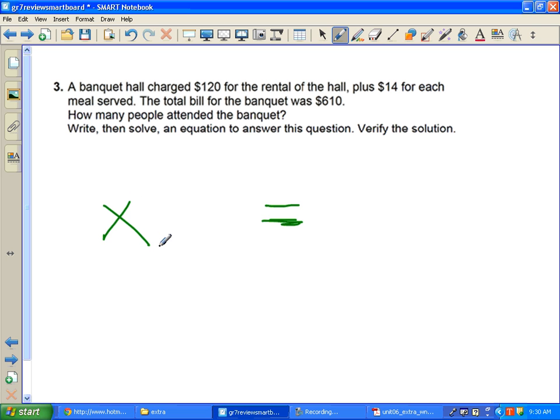So it could be x, it could be y. You're going to have a letter on one side. It could be 3x, it could be 4x or whatever. You're going to have that, plus a number here that never changes. In other words, a constant. If it was a bank account, it would be the money that's already in your account. And then, of course, you're going to have on this side a total.